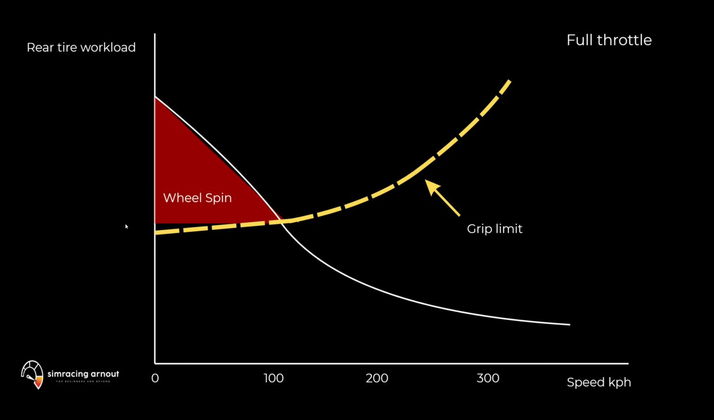This is a simplified graph of how you can look at it as well: the rear tire workload, and how much grip it can produce. At low speed, lots of power, lots of wheel spin, but as speed increases, the workload drops, and the grip limit actually increases because of downforce and all that stuff.